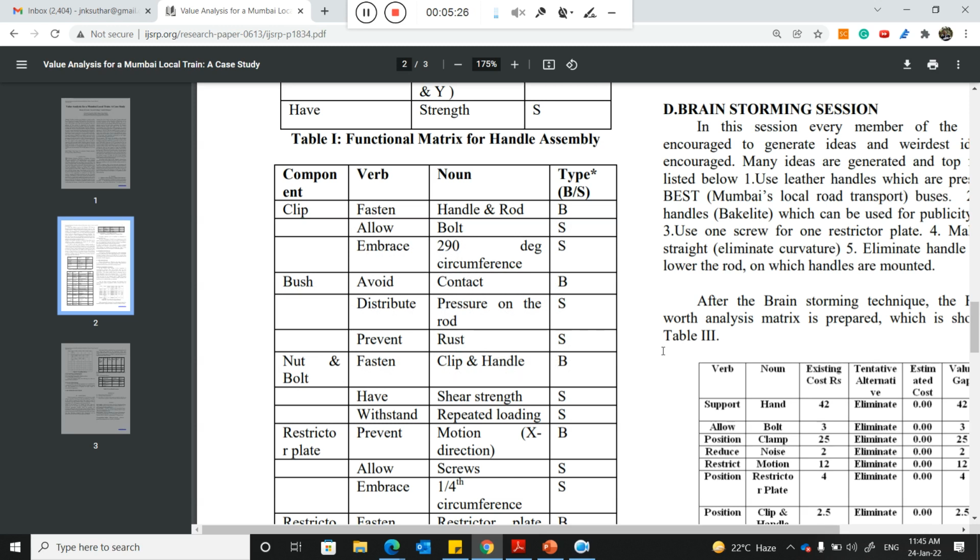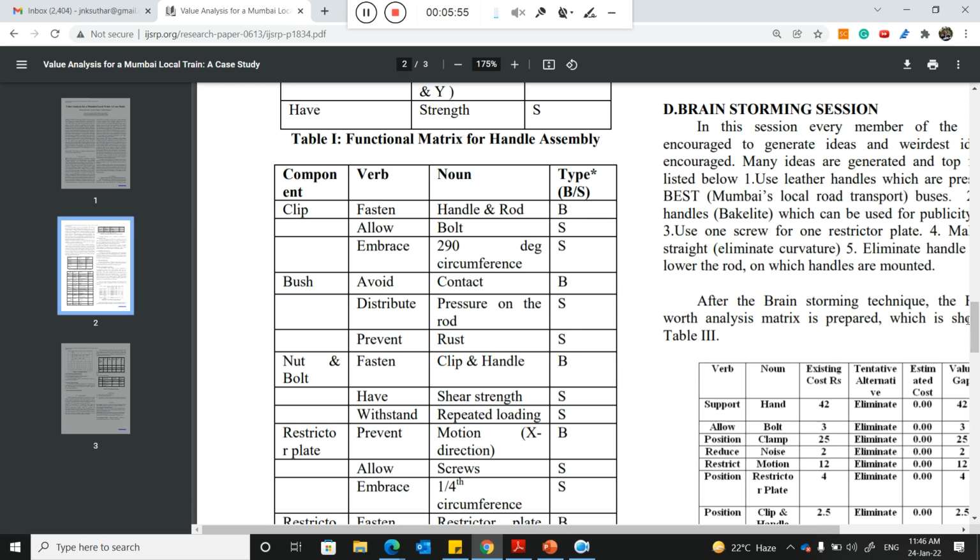Okay, so there is another component, another function also you can say, that is the secondary function, which provides the strength. Okay, and you can say it withstands repetitive loading. So like that you can identify the secondary, but the primary you need to identify. Okay, and that is very essential when you do the value engineering.